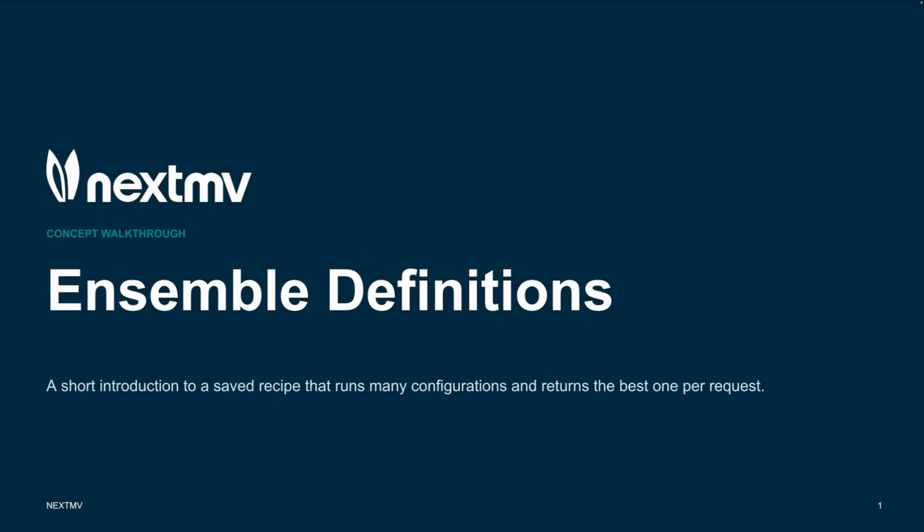All right, before we jump into the product, I want to spend a few minutes just on the concept itself. So this is an ensemble definition. It's essentially a saved recipe on your app that runs many configurations at once and returns the best result per request.